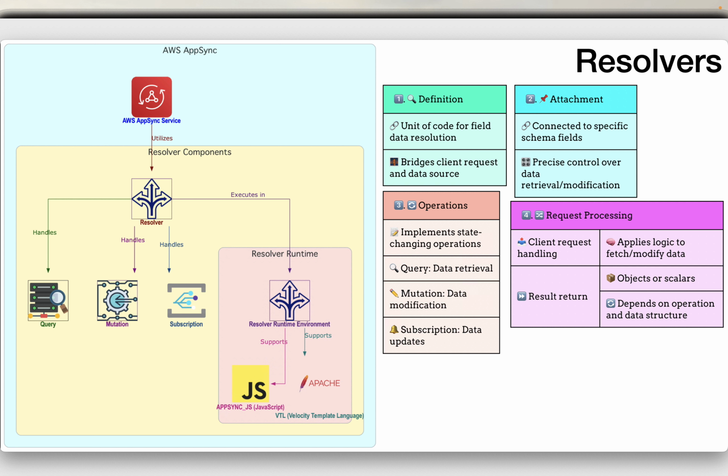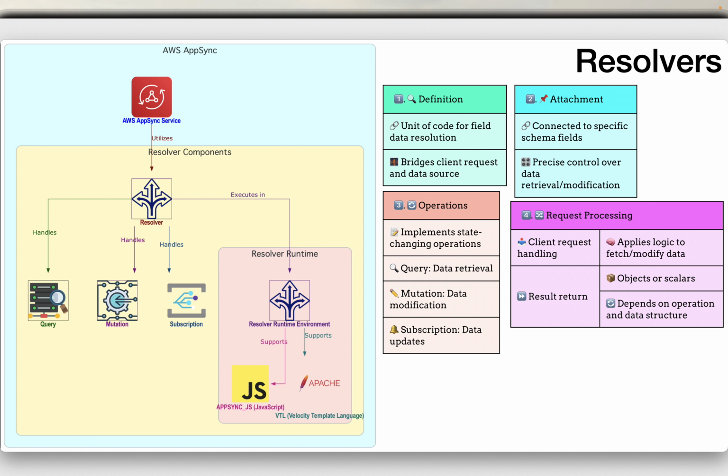Okay, let's see how request processing works. When a client makes a request, the resolver processes it, applying the necessary logic to fetch or modify data. The resolver then returns the result, which can be a group of output types such as objects or scalars. Scalars are just, think of them like a single unit. Objects are multiple scalars, like a structure, like a JSON object kind of thing. So the result can be objects or scalars, depending on the operation and data structure.